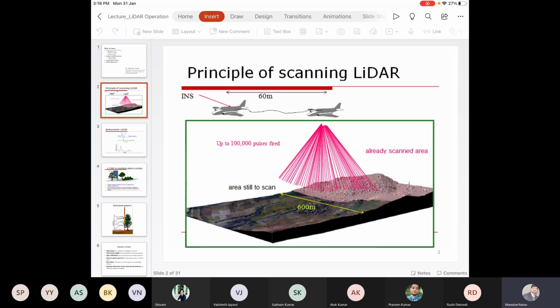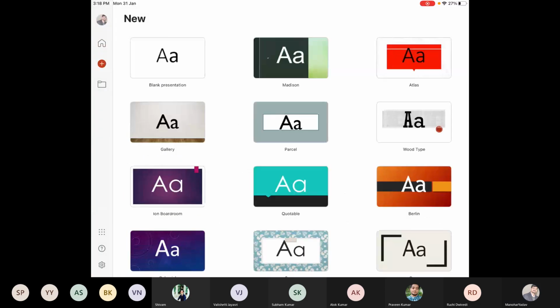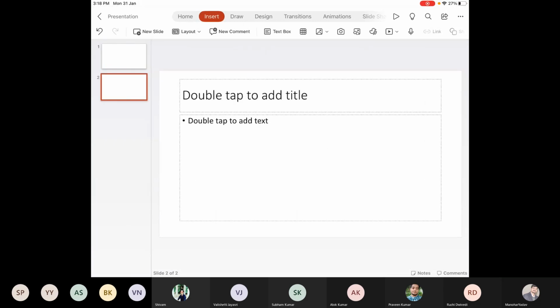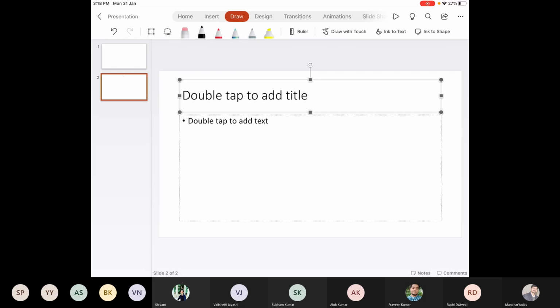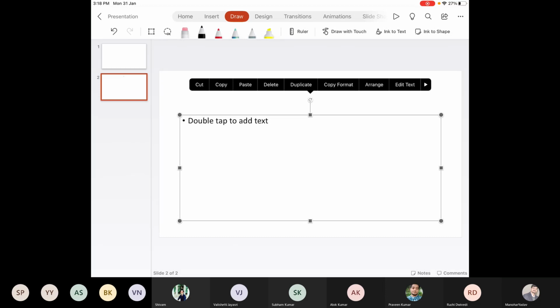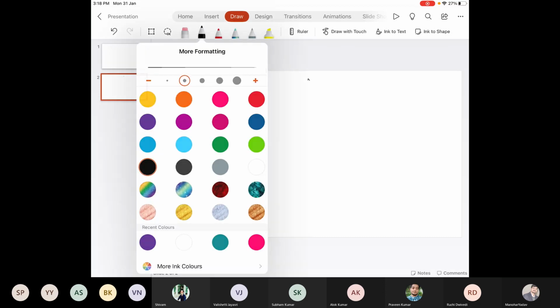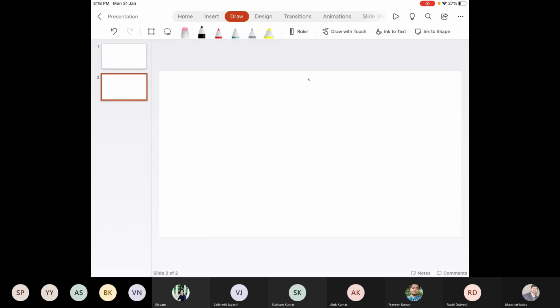So let's say, at a particular point, let's say the aircraft is somewhere here.